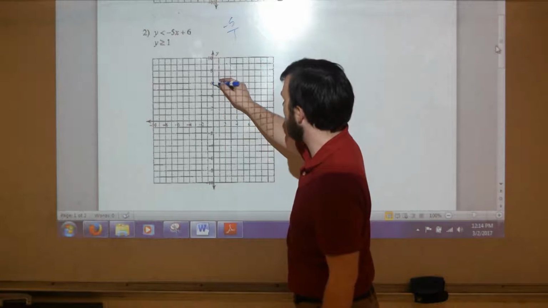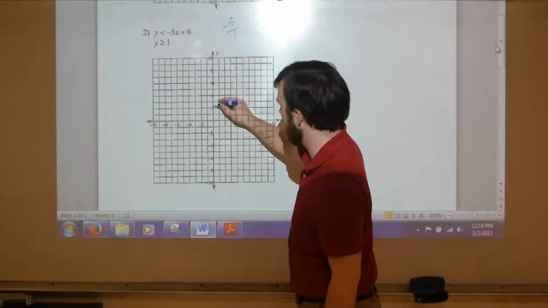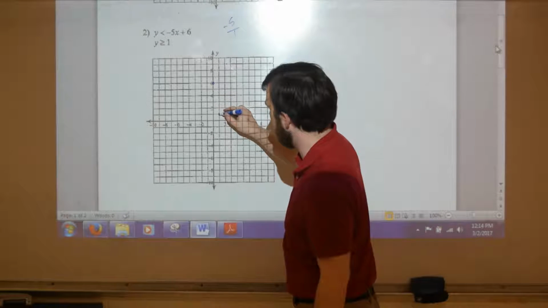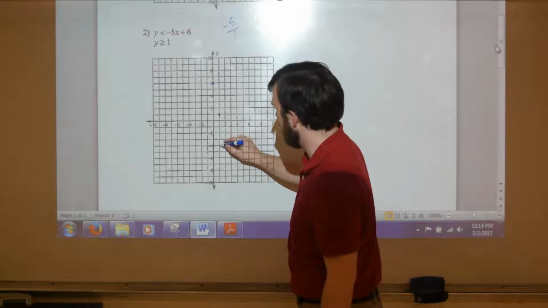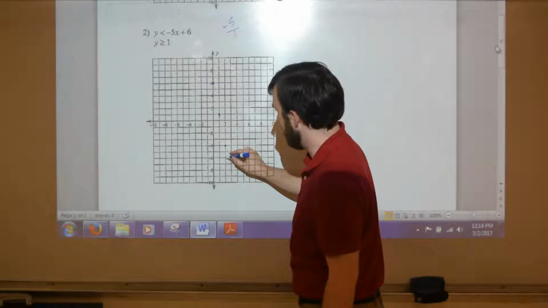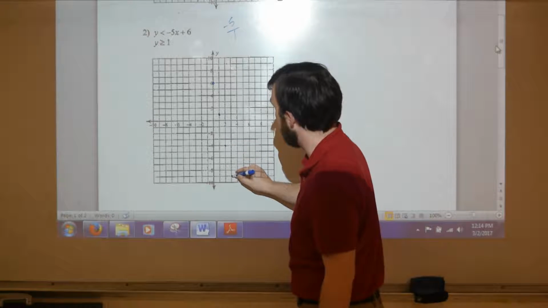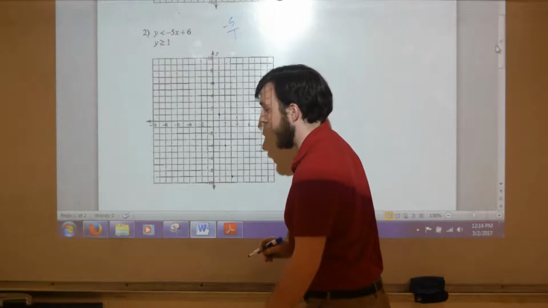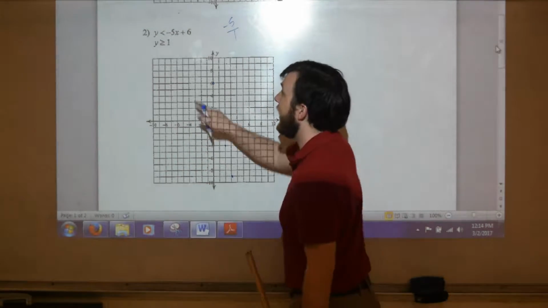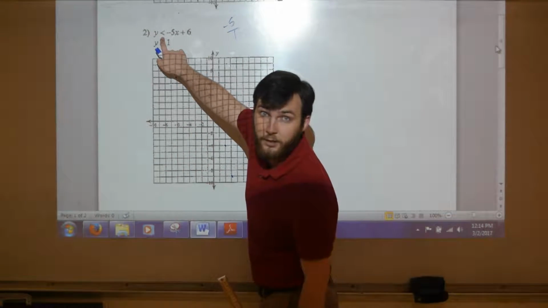I don't know if I counted that out right. 1, 2, 3, 4, 5 over 1. And we don't have room to go up the other way. So we'll go ahead and draw the line. It is going to be dashed.